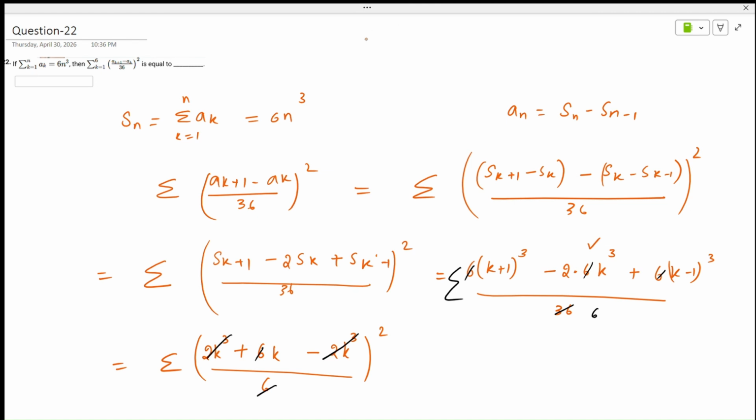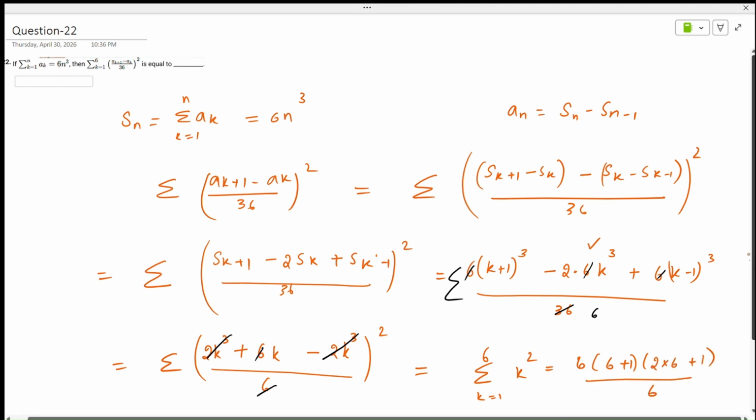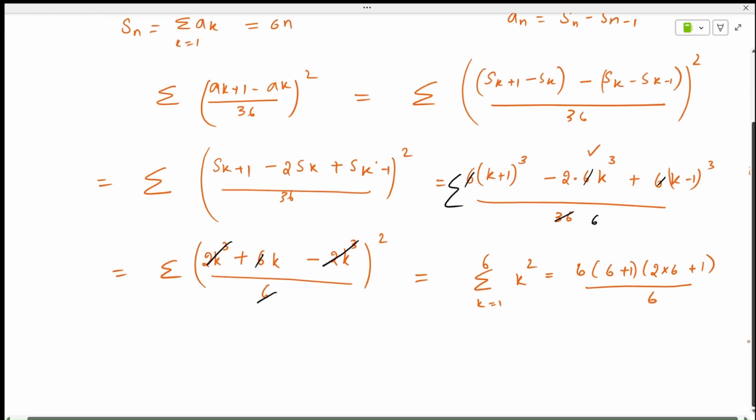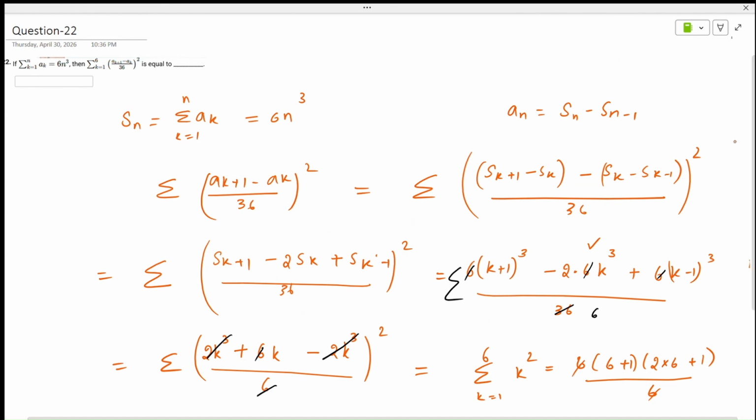We are left with summation k equal to 1 to 6 of k square, which is equal to n(n plus 1)(2n plus 1) by 6. So 6 of (6 plus 1) into (2 into 6 plus 1) by 6. Now here 6 and 6 get cancelled. 6 plus 1 is 7. So 7 into 13 is 91. So the answer is 91.